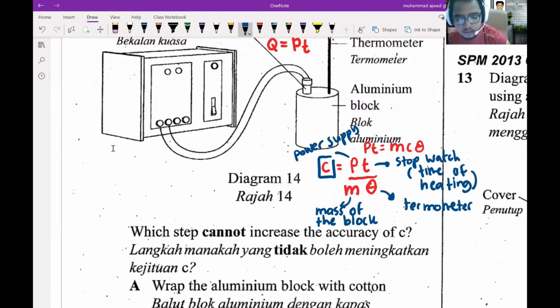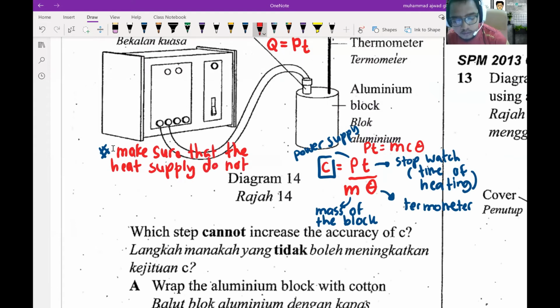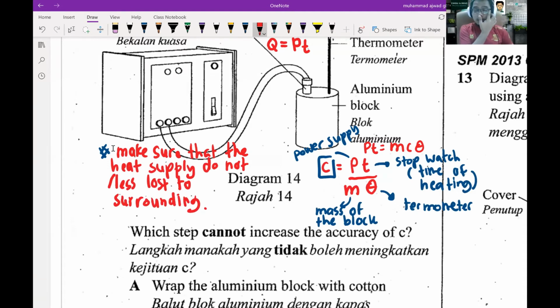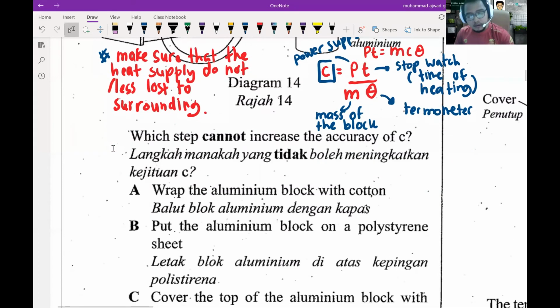First, kita kena make sure that the heat supply do not or less loss to surrounding. Okay, because if the heat is lost, you require more heat nak bagi dia increase temperature. So kita tak nak dia loss. So macam mana kita tak nak dia loss? Pertama, kita buat yang ni.